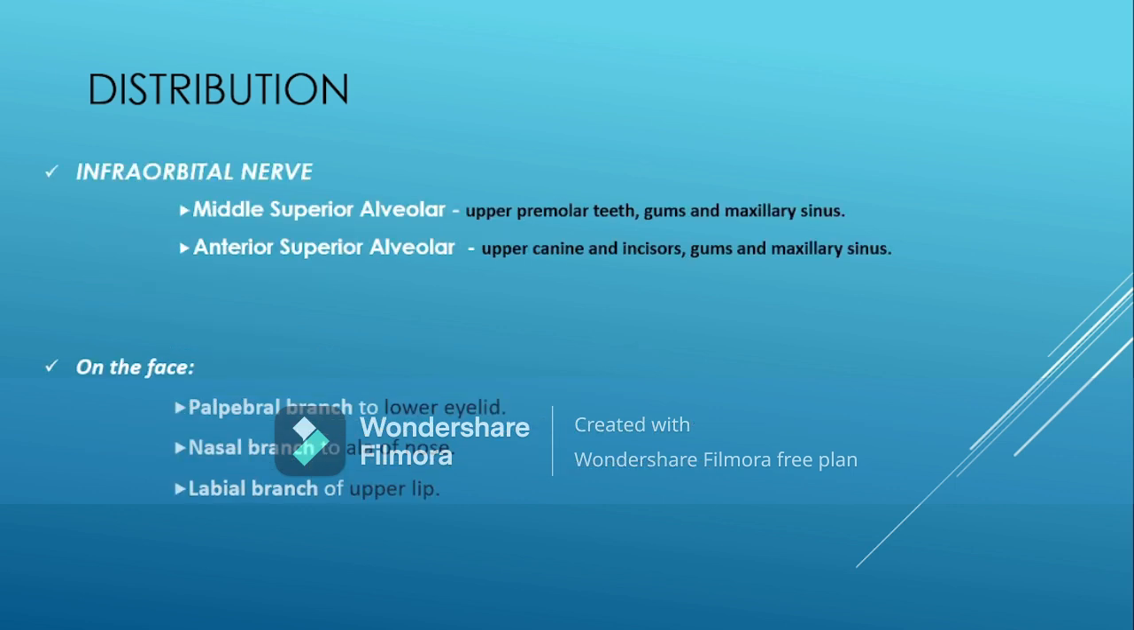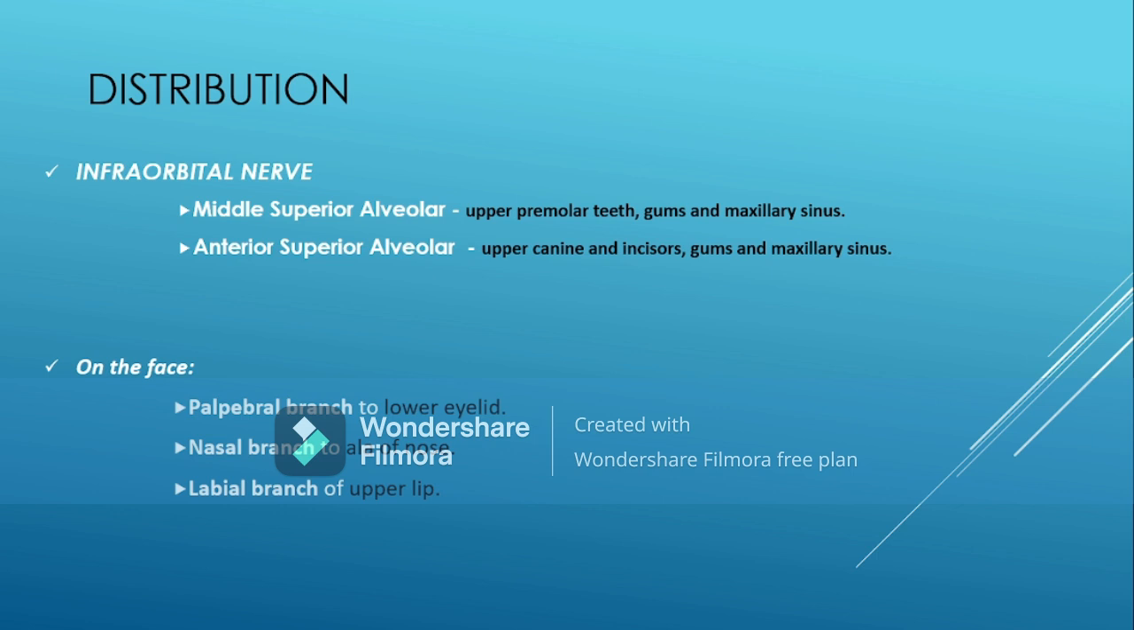As I stated, the infraorbital nerve continues and it breaks into two parts, middle superior alveolar and the anterior superior alveolar. Now the middle superior alveolar supplies the upper premolars, that is 4 and 5, gums and the maxillary sinus. All the alveolar nerves supply the gums and the maxillary sinus.